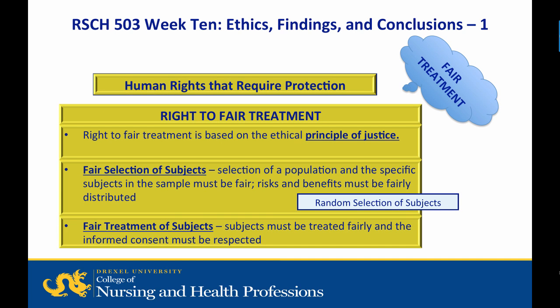Fourth, human rights include the right to fair treatment in research. This right is based on the ethical principle of justice. Fair selection of subjects and fair treatment of subjects must be assured. Random selection of subjects is one method for assuring fair selection of subjects. Risks and benefits of a study must be fairly distributed. The sampling plan must clearly identify the target population, and the selection of sample subjects must be fair, a process best assured by random sampling. Subjects need to be treated fairly, and informed consent must be respected.